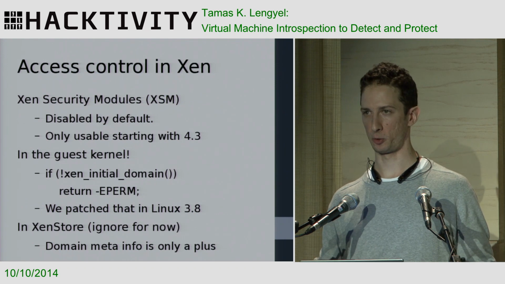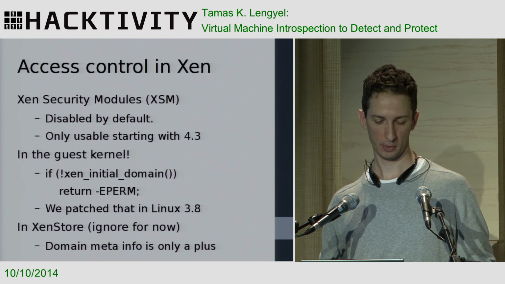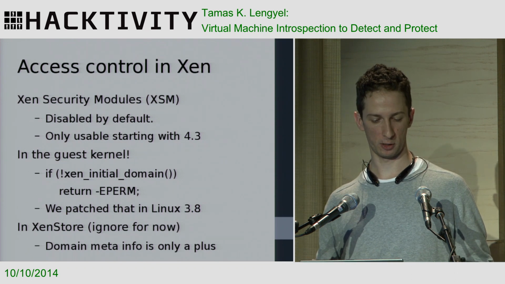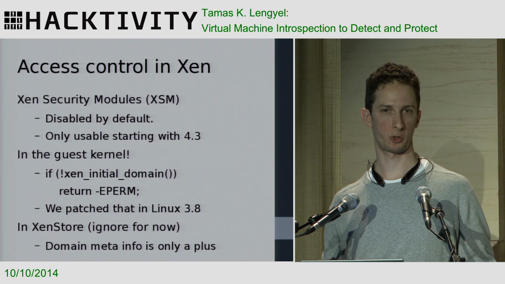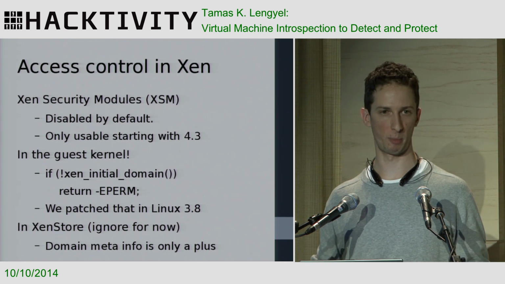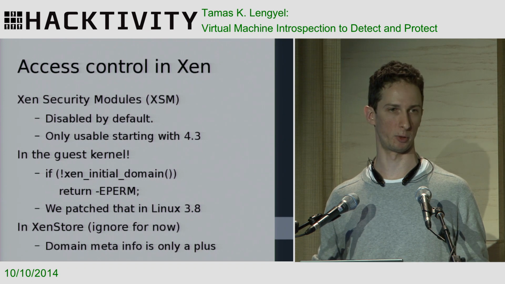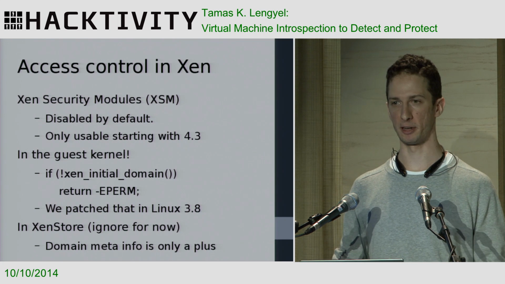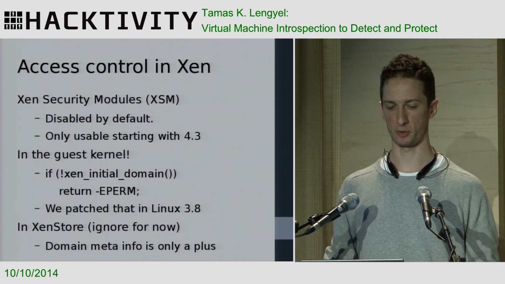So the way access control actually works in Xen is threefold. The most important part is called Xen Security Modules, which was contributed by the NSA. And it is disabled by default, so if you're paranoid about the NSA, it is not the default mode of Xen. But it is very important because this is what really allows for advanced disaggregation of Xen.